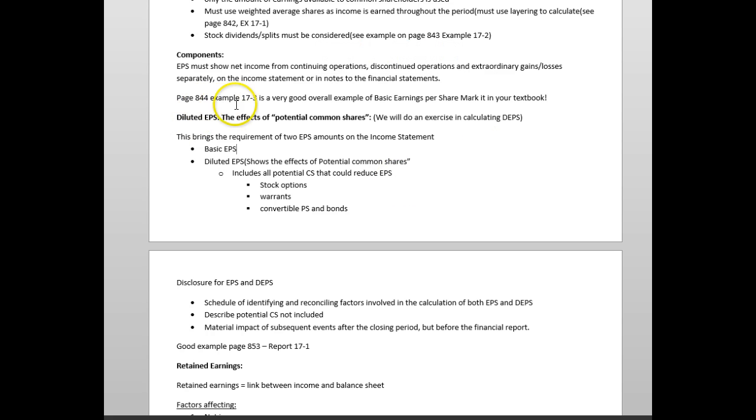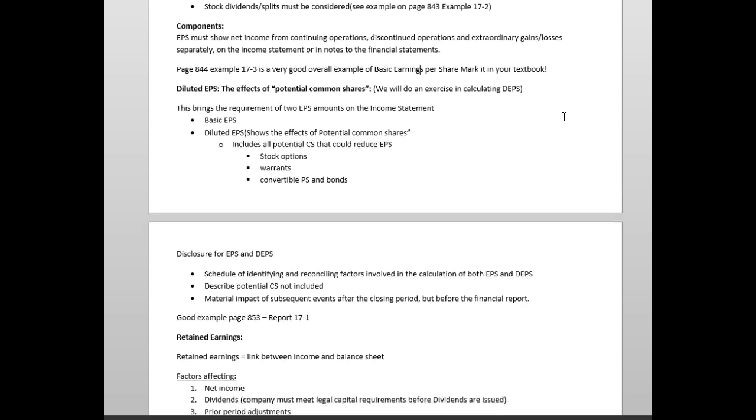Page 844, 17-3 is a really good overall example of the basics of earnings per share and how you lay it out. So make sure you take a look at that and mark it. It may come in handy.